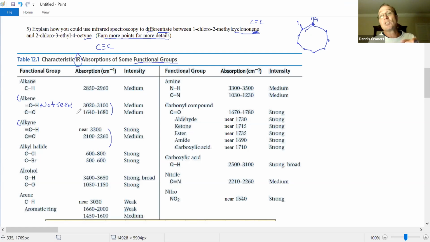And if you put that in your answer, then you're earning more points. So look for this. And then say it's not going to be seen, so don't bother looking for a peak just to the left of 3,000. You're not going to find one for this molecule. And then also for full credit, what are you going to be looking for to identify this molecule? The triple bond. And the triple bond could be here, so look for this.